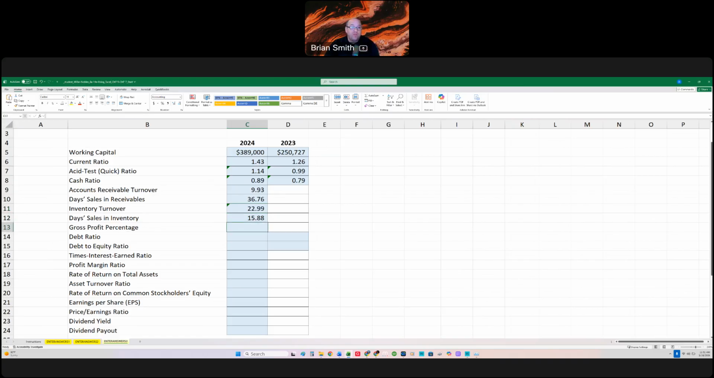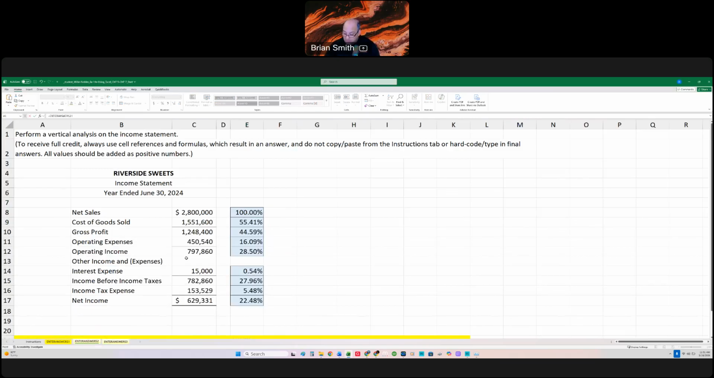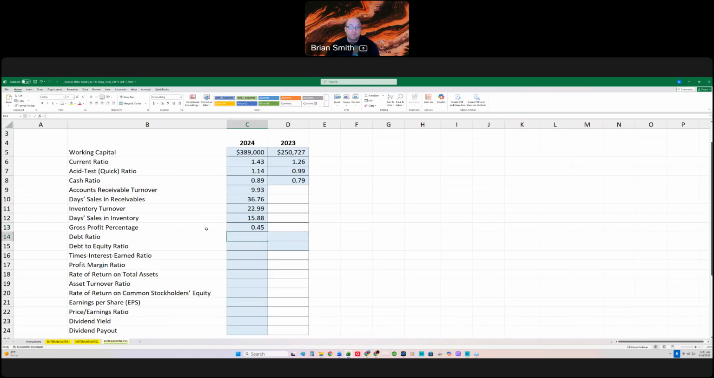Okay, cell C13, we're looking for gross profit margin. Gross profit margin is calculated doing gross profit divided by net sales revenue. So we're going to hit equals, jump to enter answers 2. Gross profit divided by net sales. So gross profit divided by net sales. Hit enter. There's your formula.